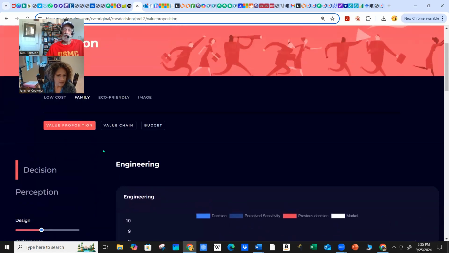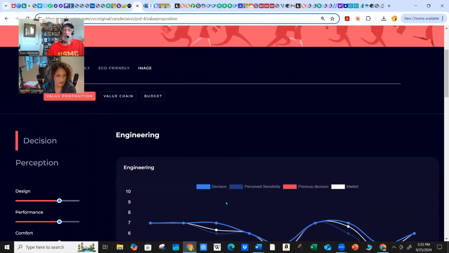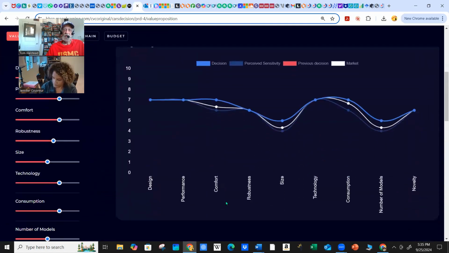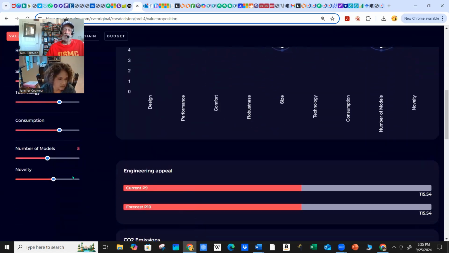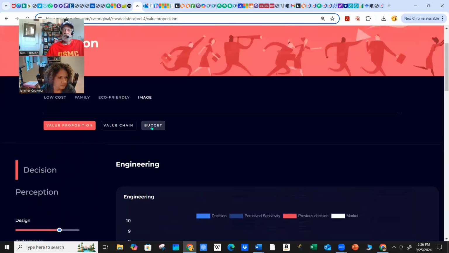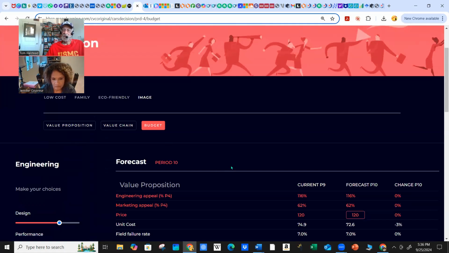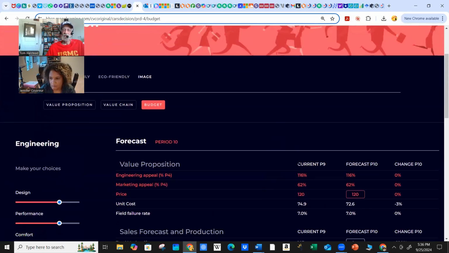But if you go to image, which they blew here, they spent way too much and went low on cash. You can see, look how high all these are, because image takes a lot of engineering appeal to do well. But then if you go to budget, you know, low cost is like $40. You'll see the price here under budget, they've got like $120. Now that can go as high as 140, but it's 3 times as much as the $40 low cost is on the price.